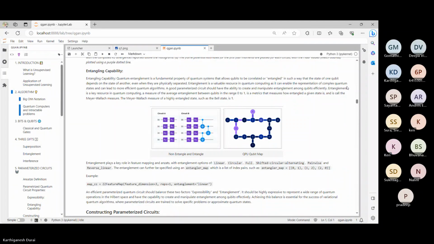So here we have entanglement is equal to linear, and we could always change it. Entanglement is equal to circular, or whatever we want. Okay, and we'll see that later. Okay, so let's go to constructing parameterized circuits.